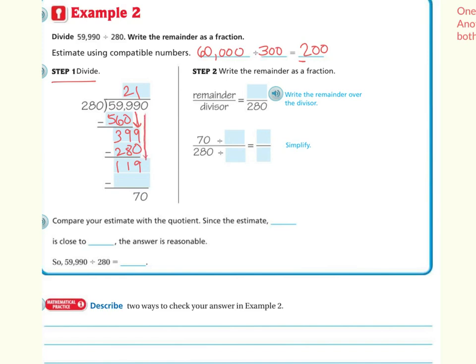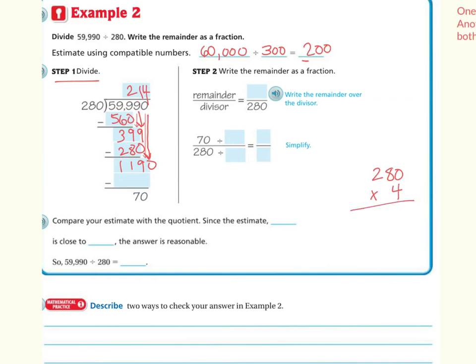And then I'm going to bring down my 0. 280 goes into 1,190 4 times. So 4 times 280, if I go 280 times 4, 4 times 0 is 0, 4 times 8 is 32, 4 times 2 is 8, plus 3 is 11, so it goes 1,120. Subtracting, 0 from 0 is 0, 9 from 9 is 0, and I'm going to have a remainder of 70.